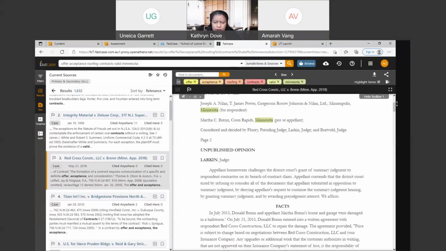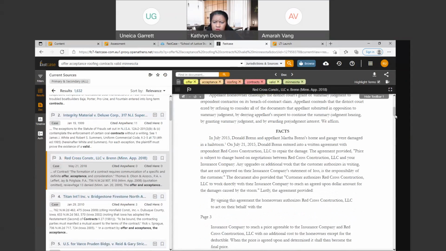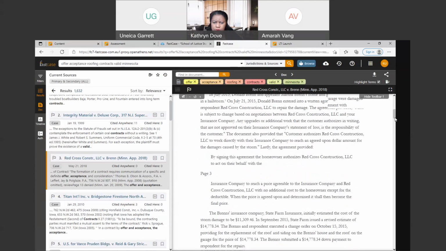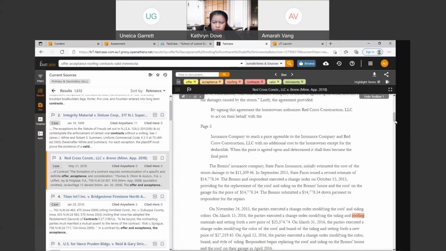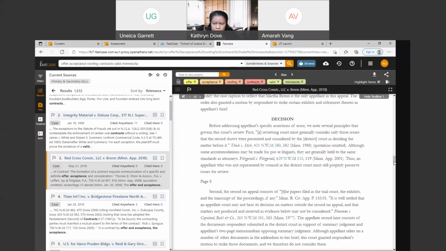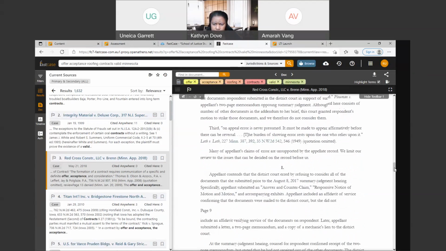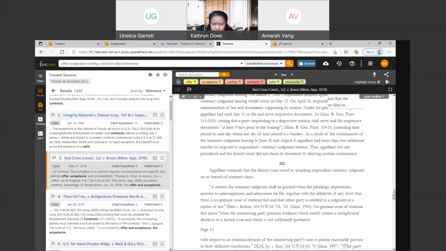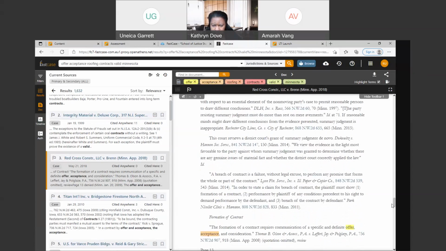Homeowner challenges the district court's grant of judgment to the contractor on a breach of contract case. The appellants' home and garage were damaged. They contracted with Red Cross Construction to repair the damage. There was an agreement. Parties executed a change order about the roof and siding material. Let me see if there is a definition of what it means to make an offer. So this is what you do when you do legal research. You use a search engine, and you try to find a case that's on point.